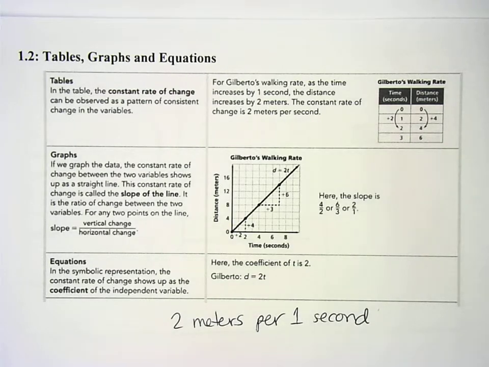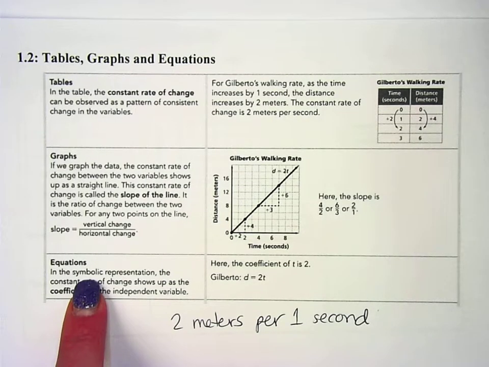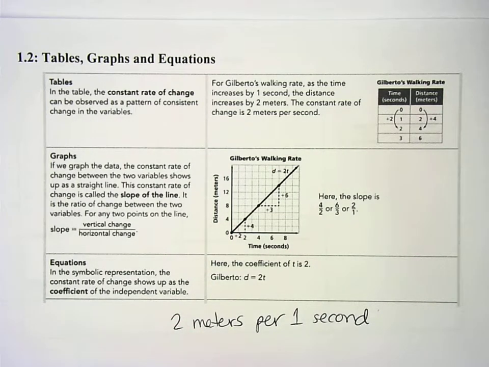This is the notes for 1.2, tables, graphs, and equations. Yesterday we looked at your classmates' walking rates and we turned them into equations. Our goal today is to connect that to tables and graphs as well. Okay, so I made a little note down here.